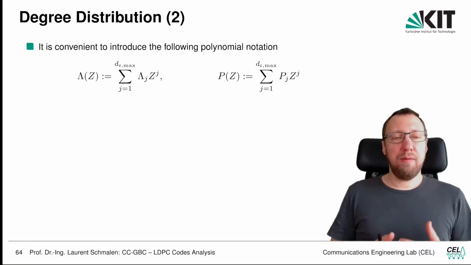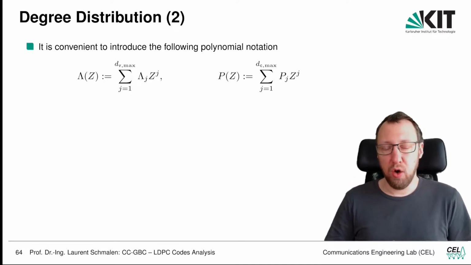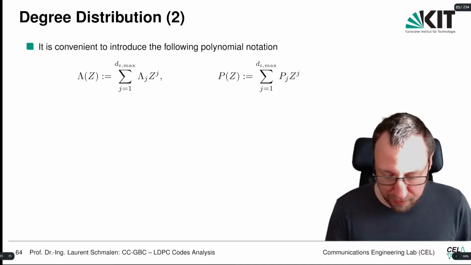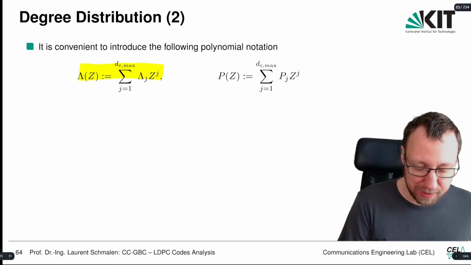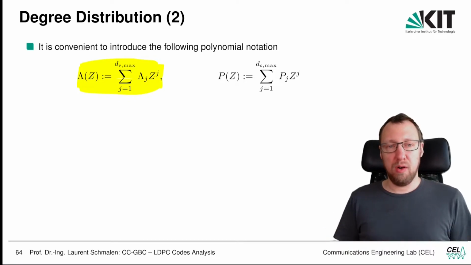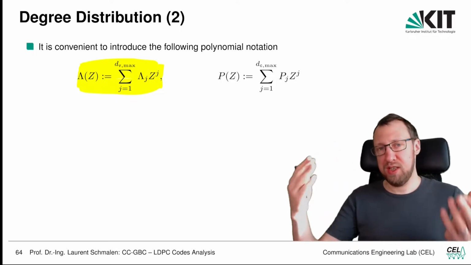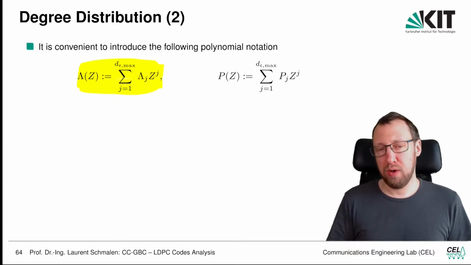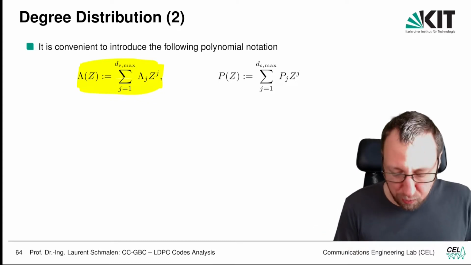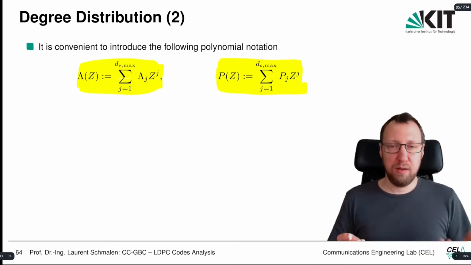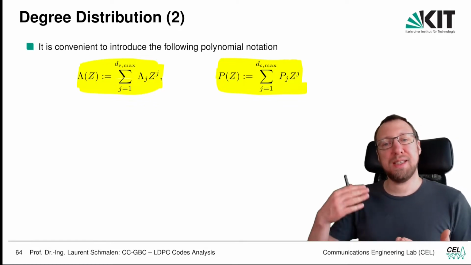So it can be very convenient to introduce a polynomial notation. And this polynomial notation is given as follows. So we define a polynomial lambda of z. Polynomial lambda of z is the sum over all j of lambda j times z to the power j. Z is just a variable that we introduce to give it a polynomial. Similarly, we define p of z. So p of z is the polynomial over all j, pj times z to the power j.